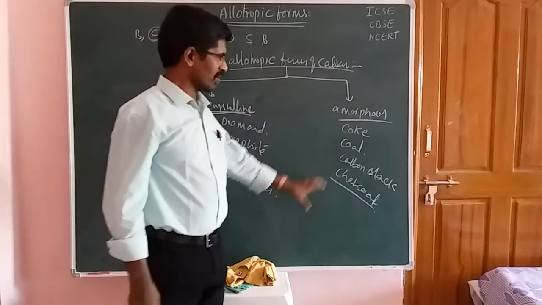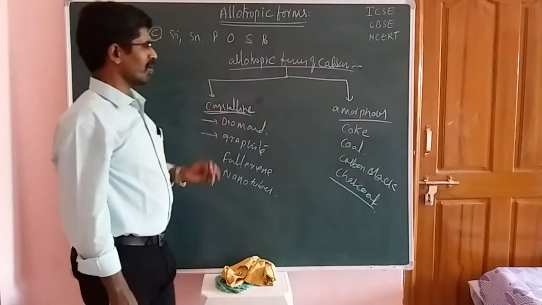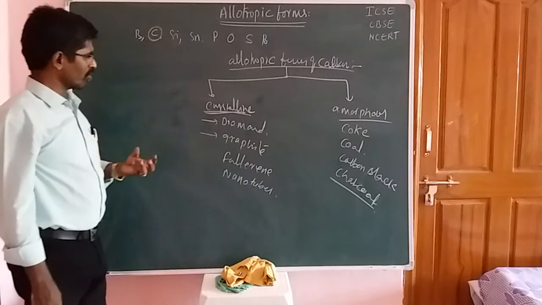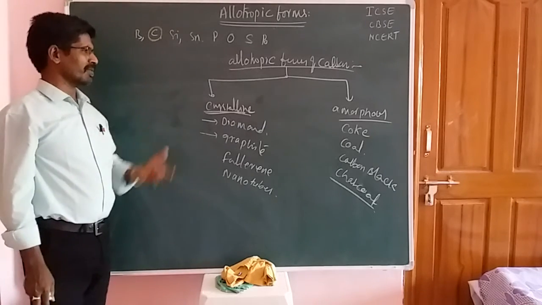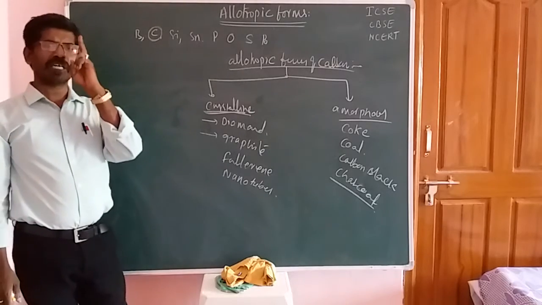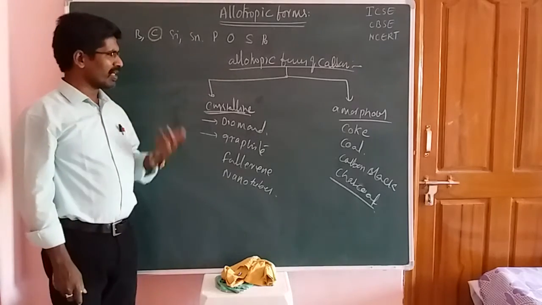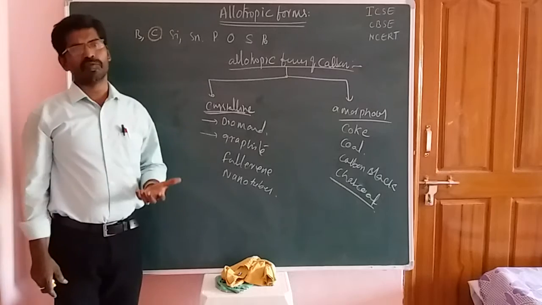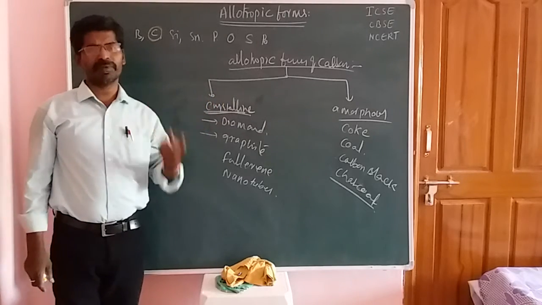Okay students, these come under the amorphous allotropes of carbon. Here carbon mainly exhibits two types of allotropic forms: one is crystalline allotropy and the next is amorphous allotropy.